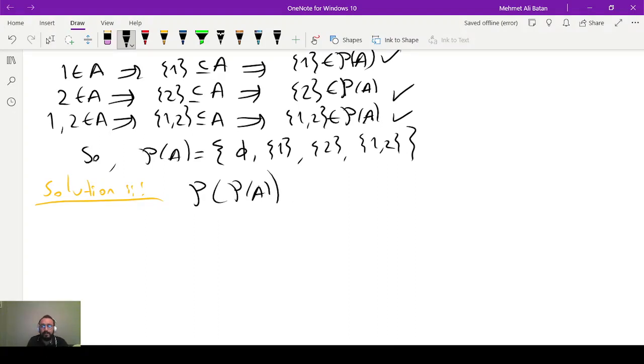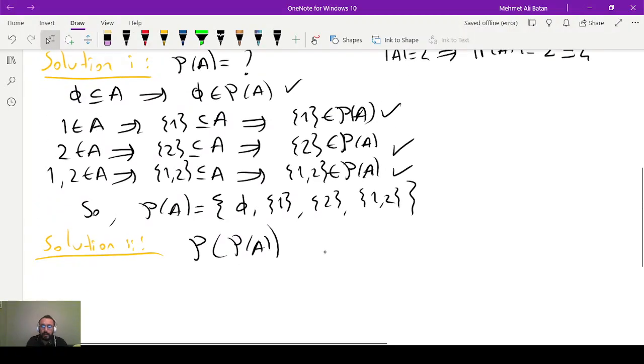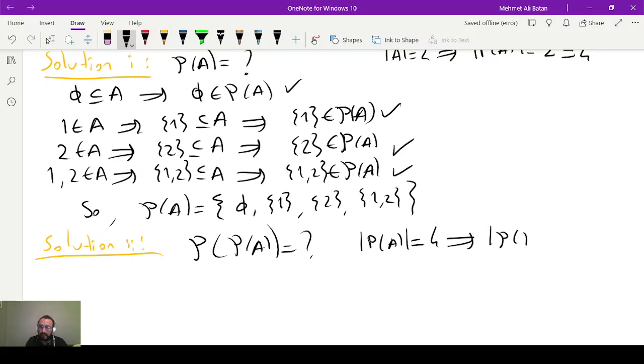I am asking this. So what is it? First of all, note that the cardinality of A is equal to 4. This implies, thanks to our remark or proposition, that the cardinality of the power set of A is equal to 2 to the power 4, which is 16. So this set may contain exactly 16 elements.